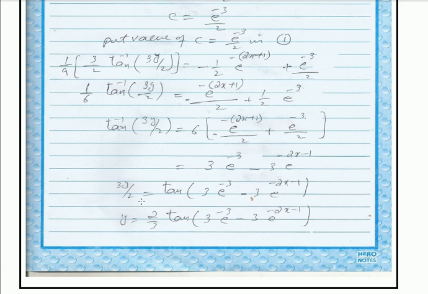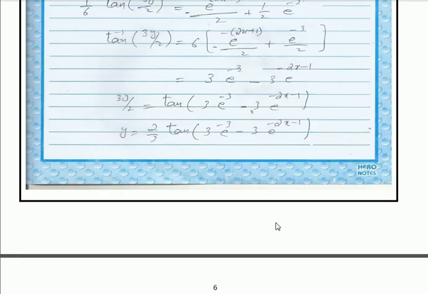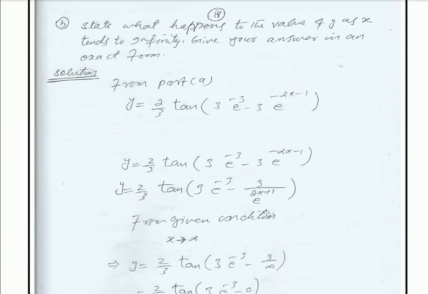After simplification, we get tan inverse 3y over 2 equal to 6 into (minus e raised to minus (2x plus 1) over 2 plus e raised to minus 3 over 2). After simplification, we get 3 e raised to minus 3 minus 3 e raised to minus 2x minus 1. So the value of y is 2 by 3 tan of (3 e raised to minus 3 minus 3 e raised to minus 2x minus 1). For the part B, state what happens to the value of y as x tends to infinity, giving your answer in exact form.